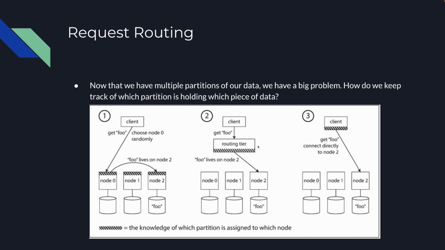Option number two is that we have some sort of routing tier, which is aware of all of the partitions and what data lives where. So you would first send your request to the routing tier, and then the routing tier would handle sending the request to the proper database partition to actually fetch your data. Or the third option is that the client is actually aware of the location of all of the data partitions, and it can send the request directly to it. So these are some options for how you might get around this issue.